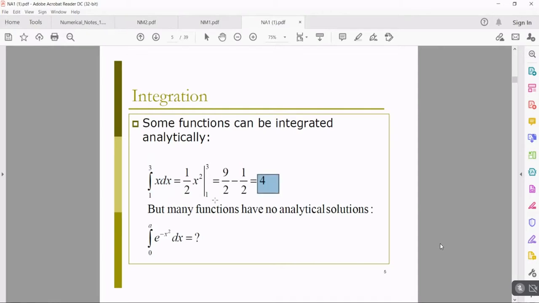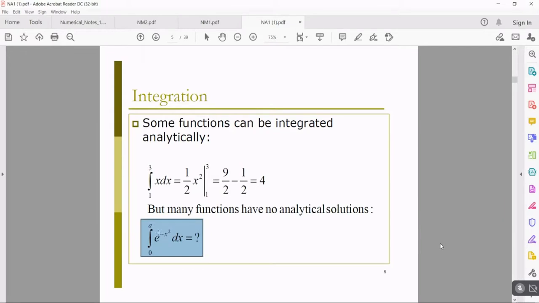But instead of this, if I have this one, we know that there is no analytical solution to this kind of problem, like the integral from 0 to a of e raised to power minus x square dx. So how to get the approximate values of these kinds of integrations? We will develop some numerical algorithm to get the approximate solution.